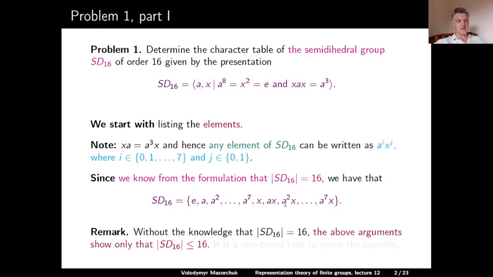Without the knowledge that this group has 16 elements, what we just discussed shows that it has at most 16 elements. To prove that it has exactly 16 elements is quite a non-trivial task. It requires some non-trivial arguments, which we leave for group theory. Let us focus on the representation theory of this group.